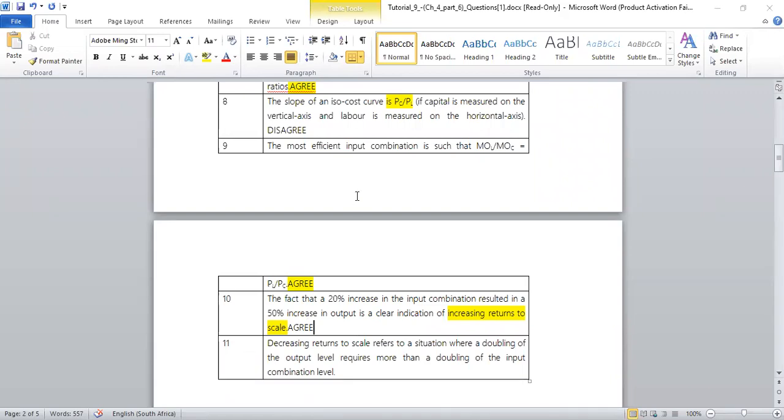Let's go on number 11. Decreasing return to scale refers to a situation where a doubling of the output level requires more than doubling of the input combination level. Yes, in this case, guys, we need more and more input in order to reach a certain output. In this case, it's decreasing. If it's decreasing, guys, remember, our input is greater than our output. So this one is a decreasing return to scale.